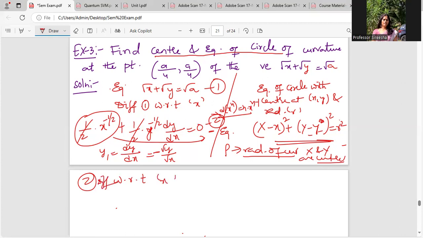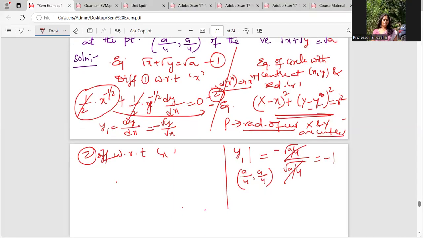Of course, I'm being given a point. Whenever I'm being given a point, guys, please substitute the values at that point so that my y1 and y2 values get simplified. Okay, so minus root a by 4 is y, root a by 4 is x, right? So I'll be having the y1 value to be minus 1, which is very simple compared to minus root y by root x. But don't differentiate y1 at this point, because at a point the derivative value would be a constant.